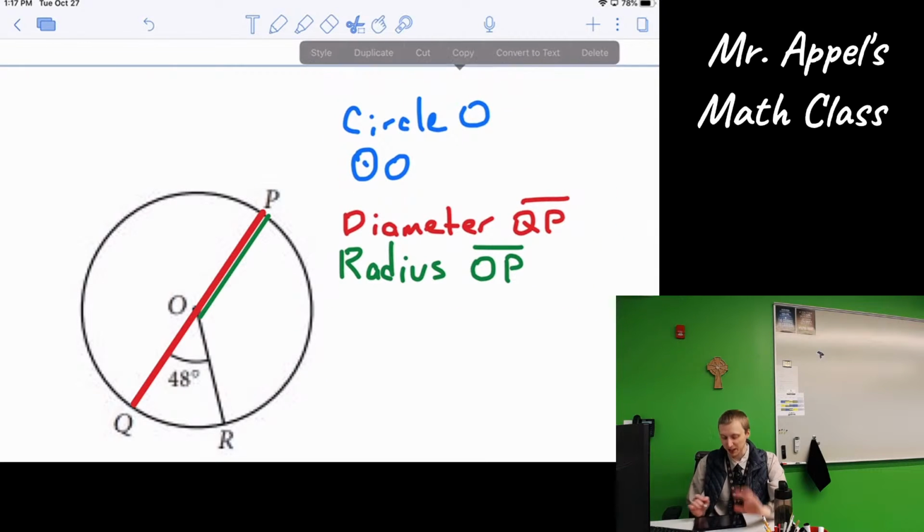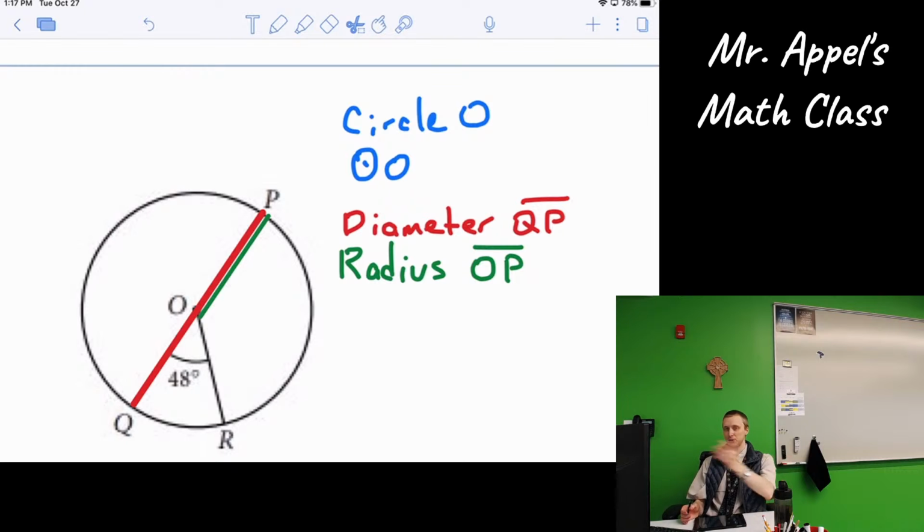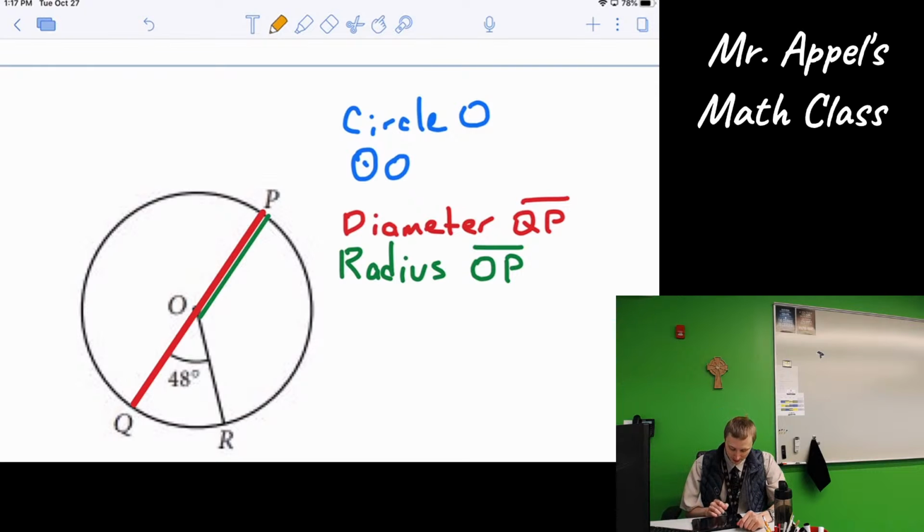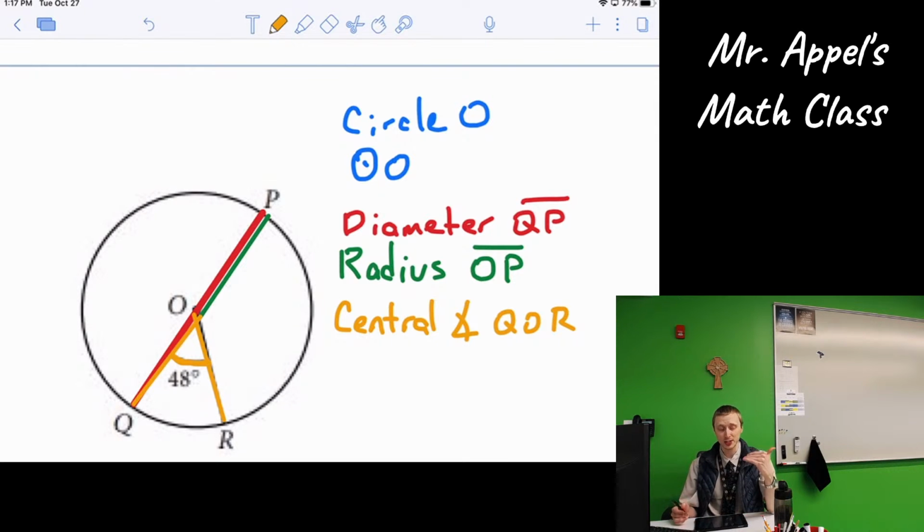All right, that's the easy stuff. That's third grade level, right? We've heard those terms all before. Here is the new stuff. What we have down here, this 48 degrees, is called a central angle. Angle QOR is a central angle because its vertex is on the center of the circle.